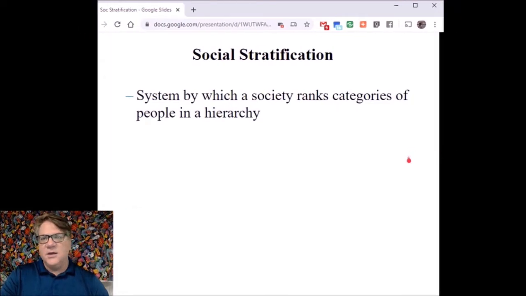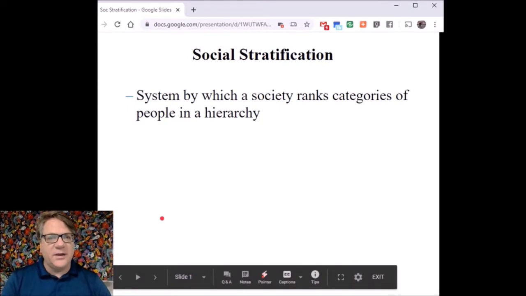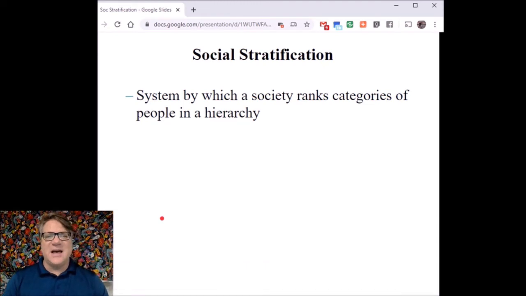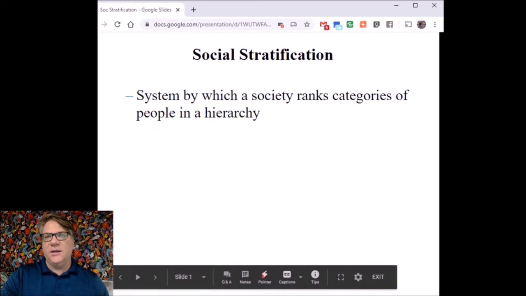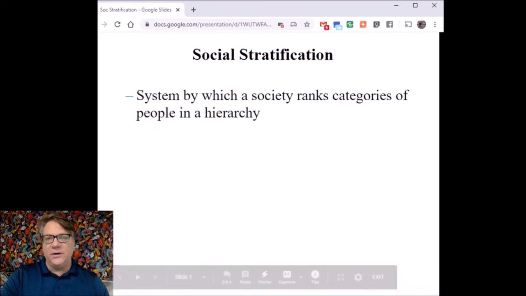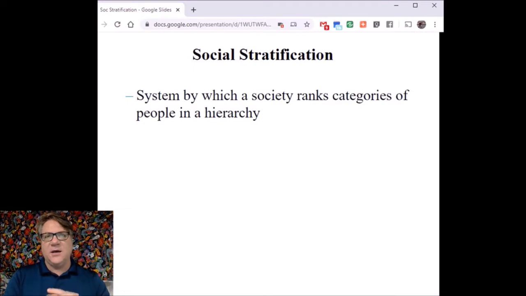So, okay, starting out, social stratification, as you're going to see on page 242, is a system by which a society ranks categories of people in a hierarchy. So what we really are dealing with here is dimensions of power. And as we start back here after spring break, we are going to be talking about social stratification for much of the rest of the semester. So our next several chapters will deal with these kinds of topics.